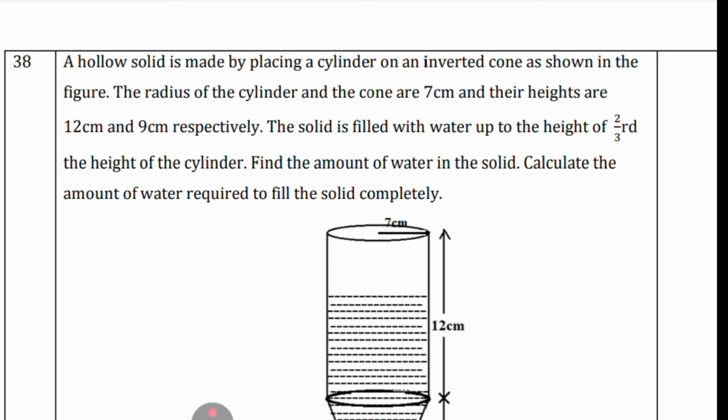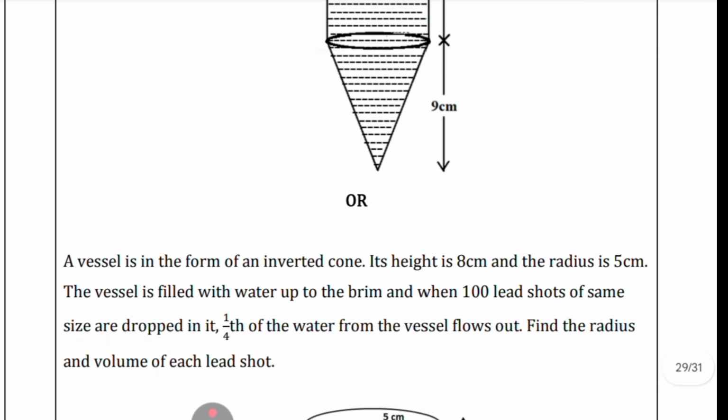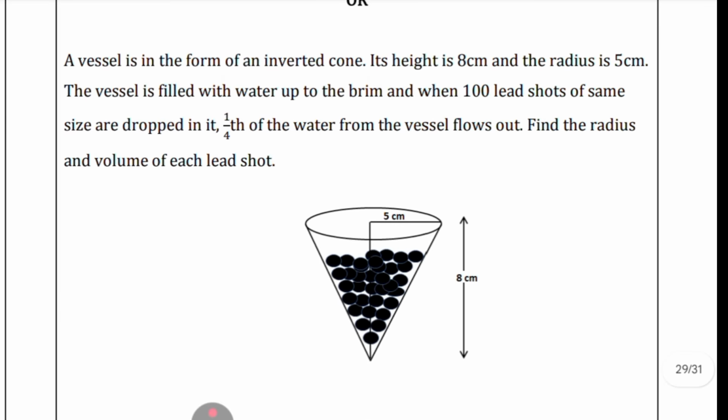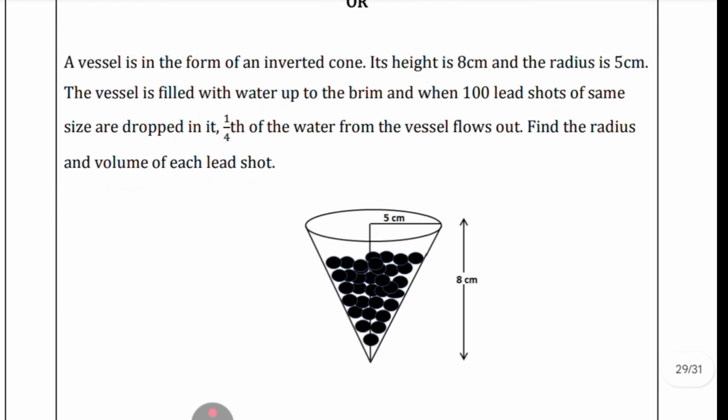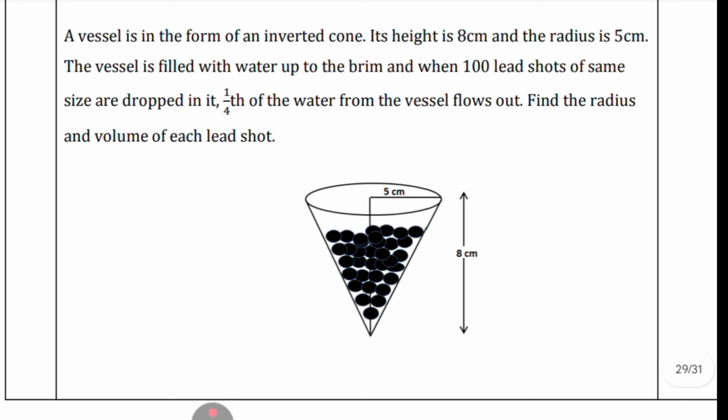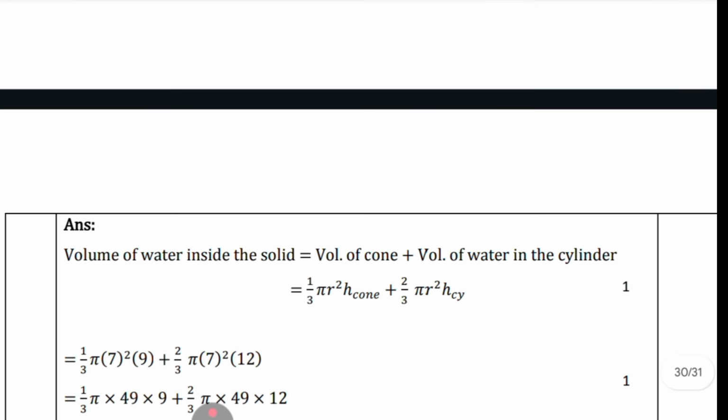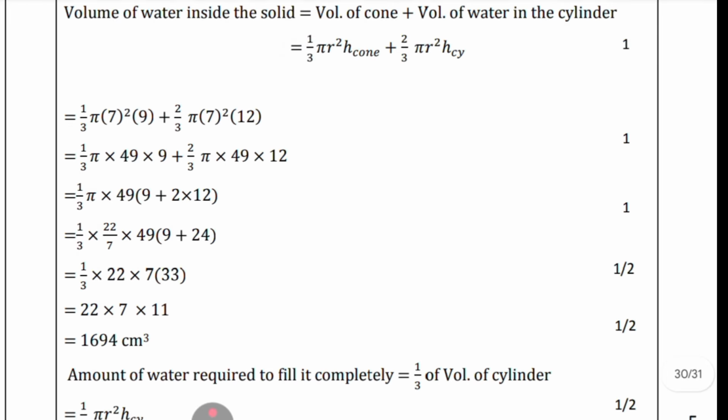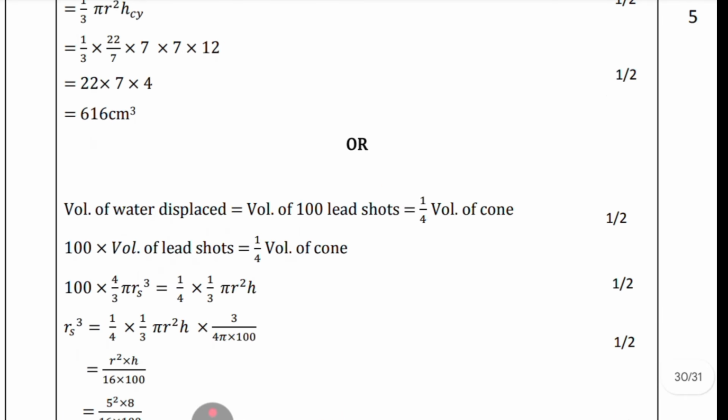So this is the 38th question. See how the solving is. And our option is here. A vessel in the form of an inverted cone. Its height is 8 centimeters and the radius is 5 centimeters. You can read the question and see the solving here. It is for the first question solving, and for the second question here is the solving.